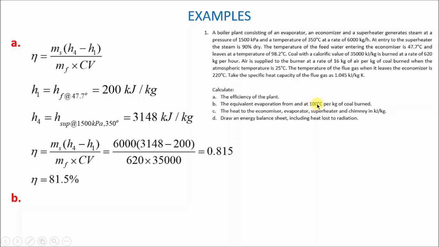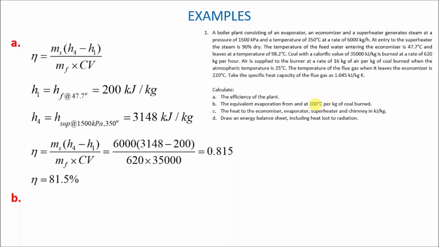But that will be a terrible and stupid mistake, okay? Because when we say the equivalent evaporation from and at 100 degrees, this is how it is called, okay? That's the name of it. Do not think that this 100 degrees that is given to you is data for you to solve the problem. No, this is not data for you to solve the problem. This is how we call this particular number that we're trying to get. It's called the equivalent evaporation from and at 100 degrees.